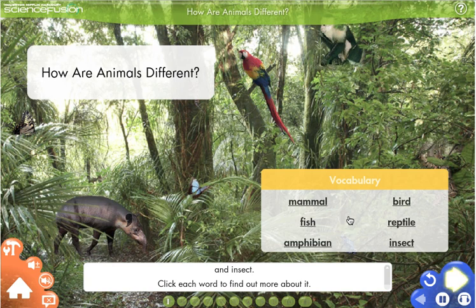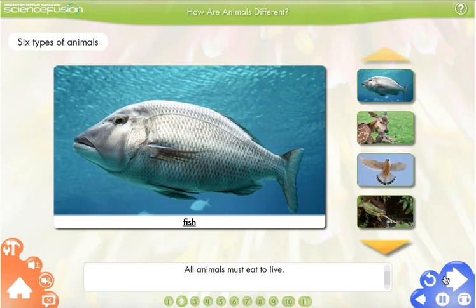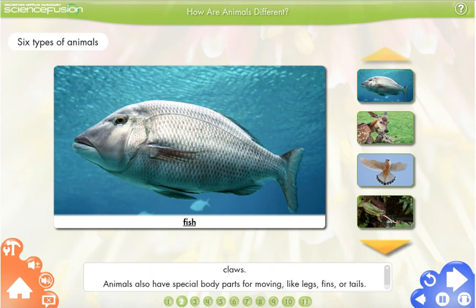So by the end of the lesson, you should be able to tell me about each one of these types of animals. All animals must eat to live. Some eat plants, and some eat other animals. They have special parts to help them find and eat food, like mouths, teeth, or claws. Animals also have special body parts for moving, like legs, fins, or tails.